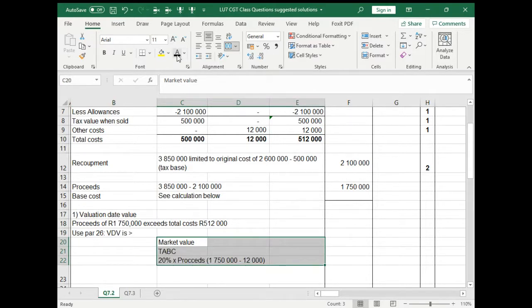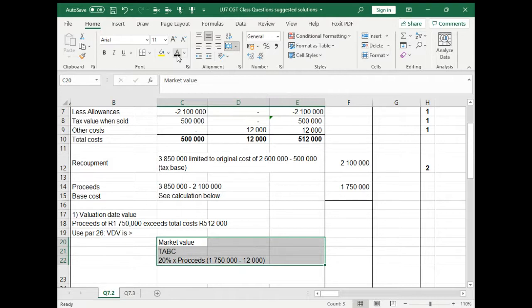Okay, so our market value based on the information they have given us was 600,000. They said the time apportionment base cost was 0, there wasn't a value for it. Okay, so that's a 0. Now the proceeds one, this is where you need to focus based on this information. So we take the 20%, we multiply with the proceeds. Now the proceeds is what amount? Is it the 3.8 million or the 1.75?